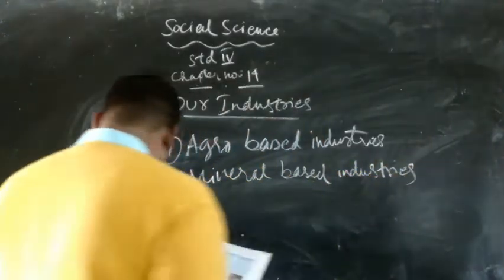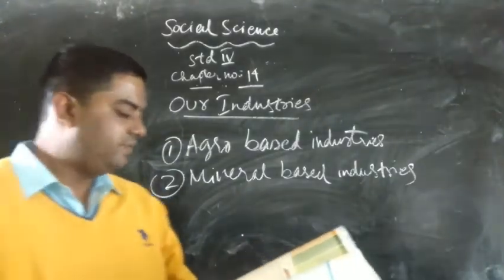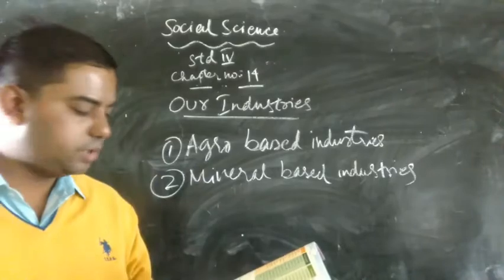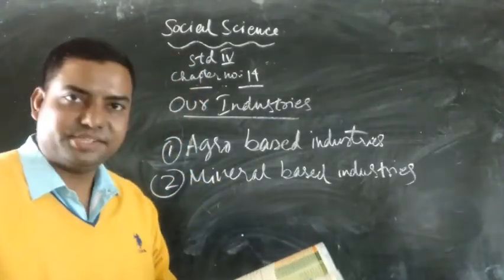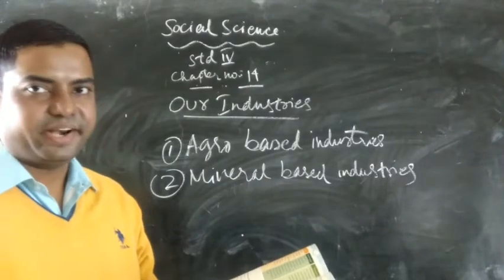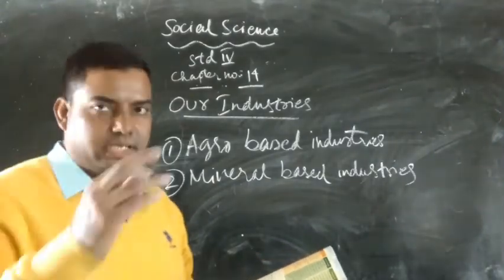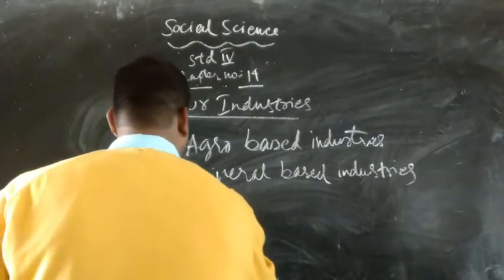Now what are mineral-based industries? They use minerals as the raw materials. So from the name itself you can understand that mineral-based industries are those industries which use minerals as the raw material. For example, iron and steel industry use iron ore as raw material, and all refineries use petroleum as raw materials. The third and the last type of industry is forest-based industries.